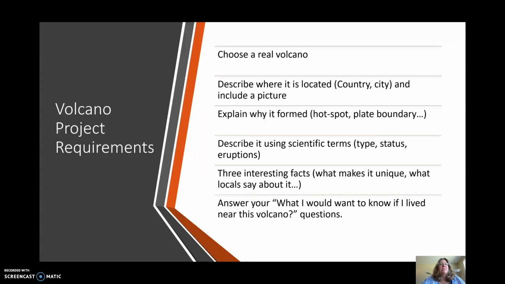Include some pictures, because pictures of them are amazing. Explain why it formed. For instance, is it on top of a hot spot? Is it at a plate boundary? Talk a little bit about why it formed. Why is that volcano there?